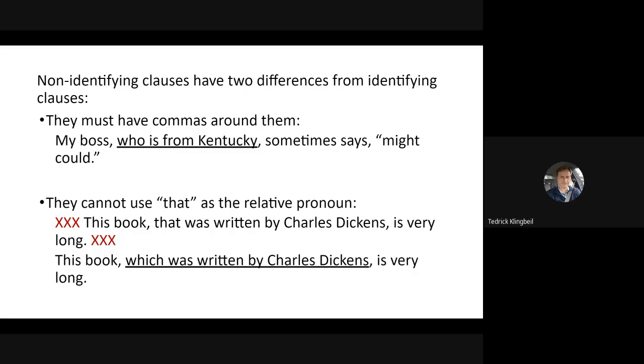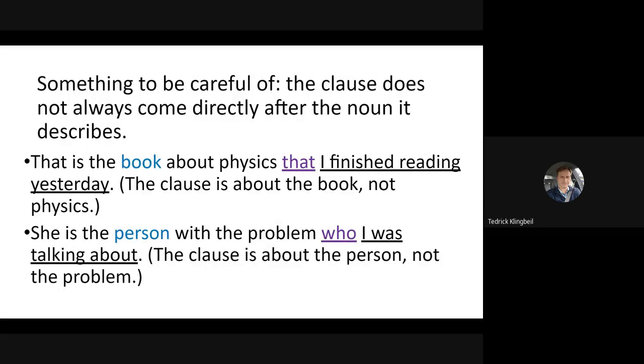Okay, so going on, they cannot use that as the relative pronoun. Here's how you should not say it: This book that was written by Charles Dickens is very long. Okay, so I mentioned before that "that" and "which" can be interchangeable, but in this case, they are not interchangeable. So: this book, which was written by Charles Dickens, is very long. So you cannot use that as the relative pronoun. Which has to be used as a relative pronoun. Okay, something to be careful of.